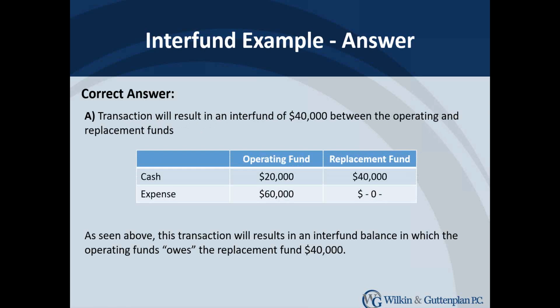So if you look in that table, the cash row, you could see that both the cash and expense rows sum up, going across, to $60,000, which was the total amount of the transaction. However, the cash was split. $20,000 hit the operating fund, and the remaining $40,000 hit the replacement fund. So that portion of the transaction hit two funds. On the expense side, the full amount hit the operating fund. So by drawing it out like this, we can clearly see that $40,000 of that invoice was covered by the replacement fund and will now be due back to the replacement fund from the operating fund. As you can see on the bottom there, the operating fund owes the replacement fund $40,000.